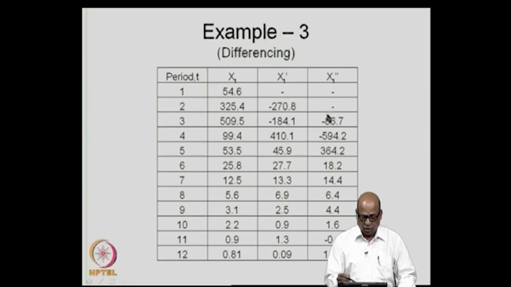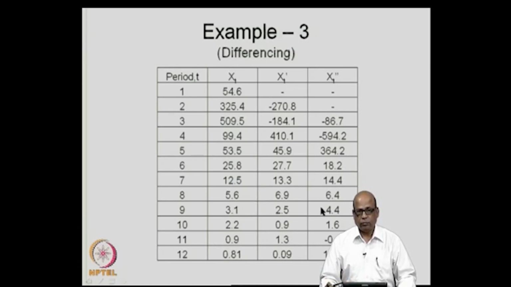Then for the second order differencing, you do x dash t minus x dash t minus 1, which means x dash 2 minus x dash 3. So, you get minus 86.7, because both are negative. Then this minus this, that is minus 594.2 and so on. So, you get the second order difference series.